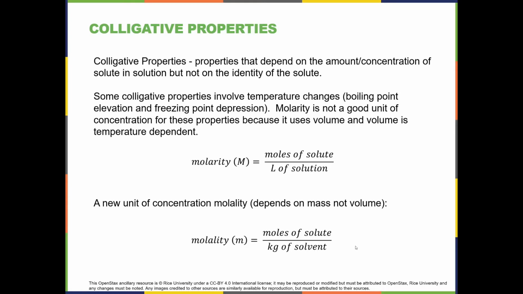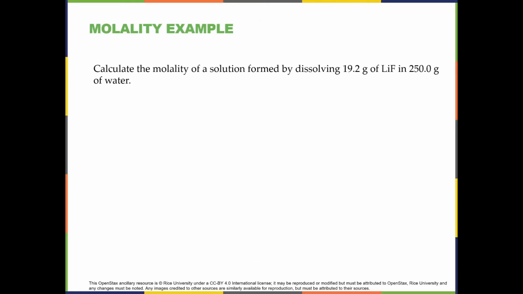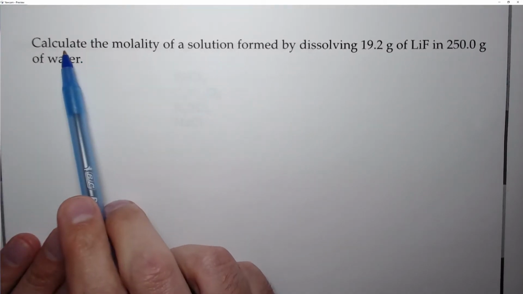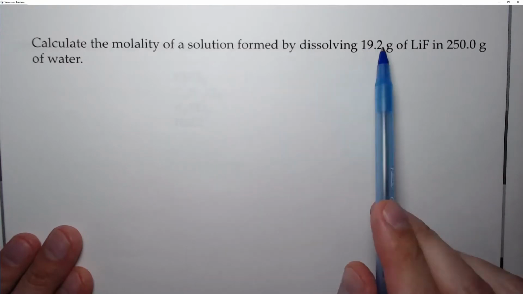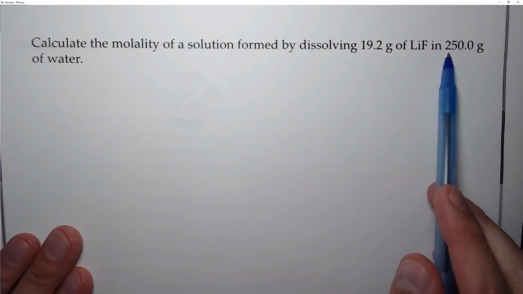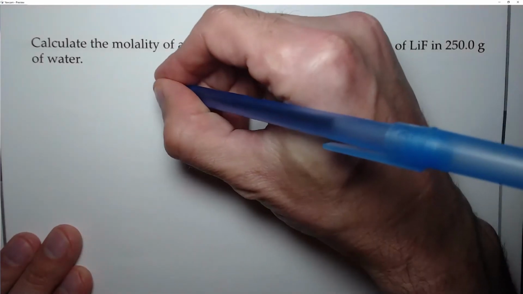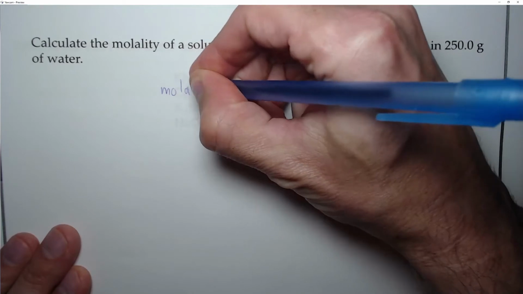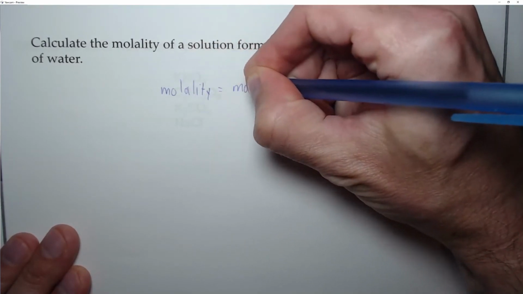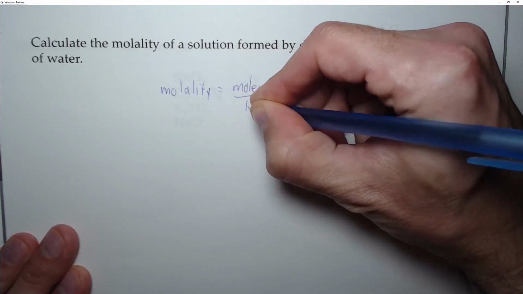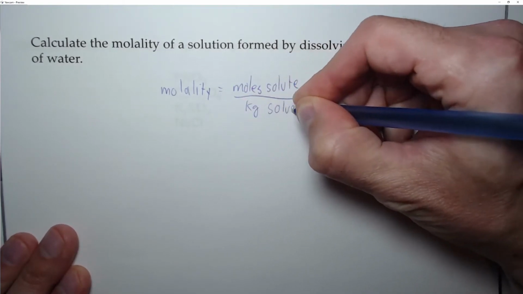So the first thing that we want to do is an example where we actually calculate the molality of something. So I'm going to put the screen back up over here. It says calculate the molality, not the molarity, calculate the molality of a solution formed by dissolving 19.2 grams of LiF in 250 grams of water. So if you'll recall from before, molality is equal to moles of solute per kilogram of solvent.